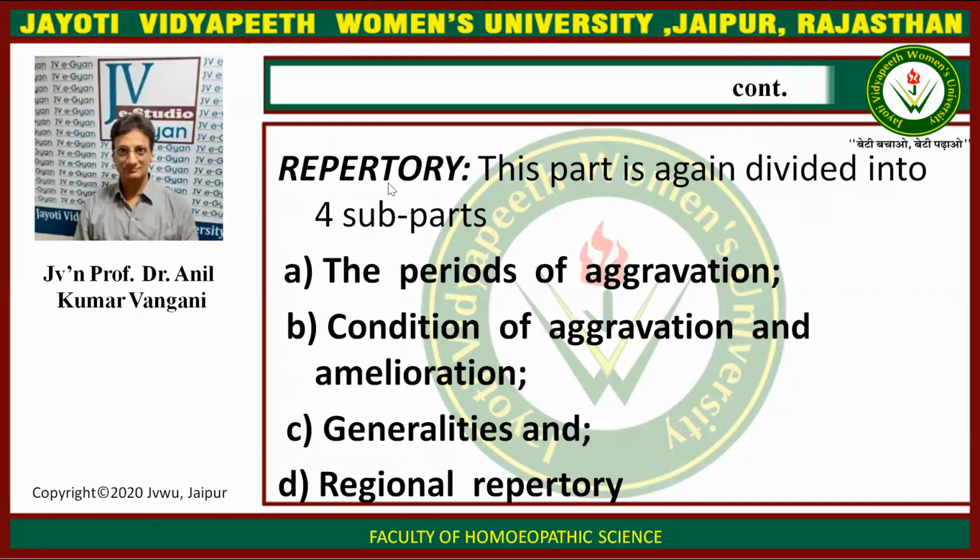The repertory part, which is the first part of this book, is again divided into four subparts. The first subpart is the periods of aggravation. That means the time modalities. The second part is conditions of aggravation and amelioration. That means the conditional modalities. The third part is generalities. That means the general rubrics or generals. And the fourth part is the regional repertory. That means the particulars.